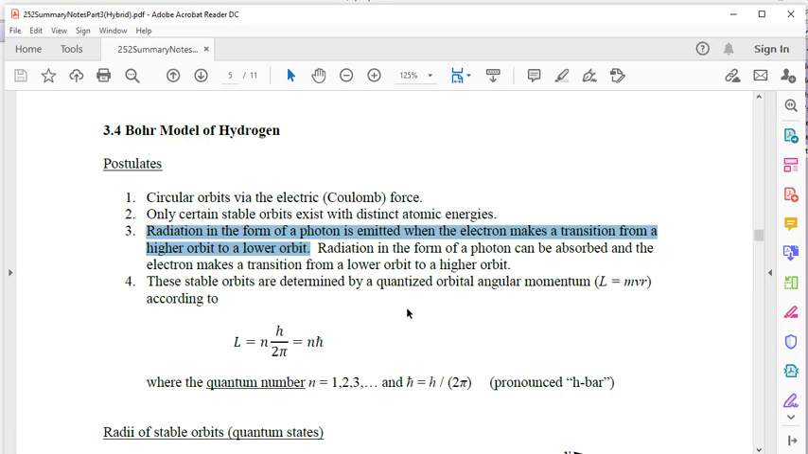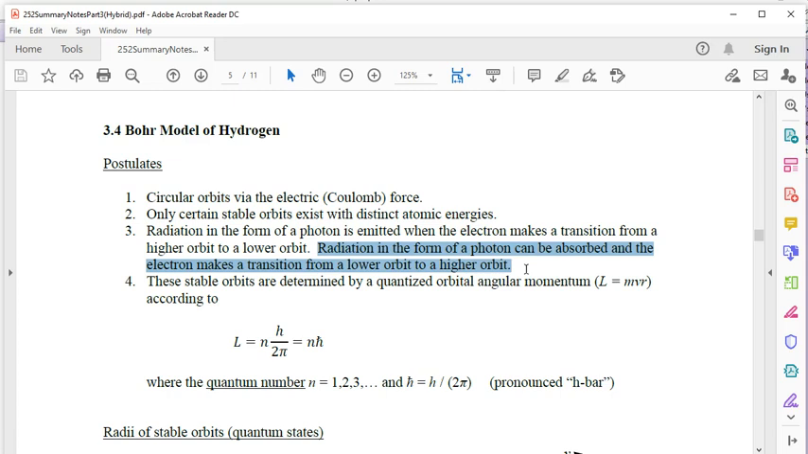Now, the reverse can happen, and that's how Bohr is going to explain absorption spectra. So a photon that comes in from another source can be absorbed by the hydrogen atom, but only if it can take the atom from a lower orbit to a higher orbit. Those orbits are only certain stable orbits, so there are only certain photon energies that can be absorbed, because you have to go from a lower stable orbit to a higher stable orbit.